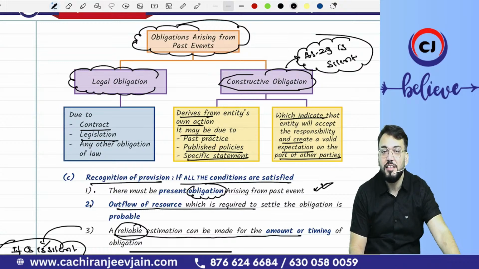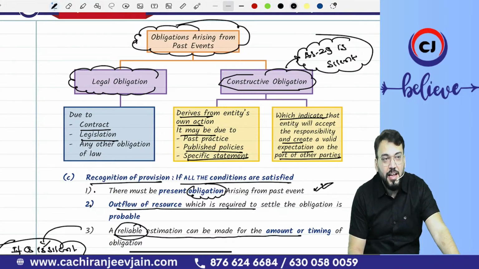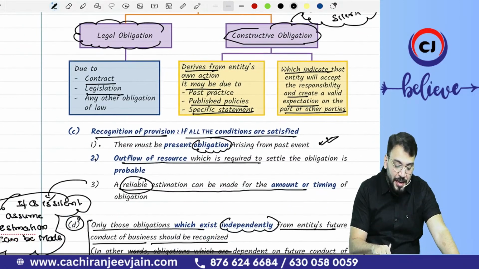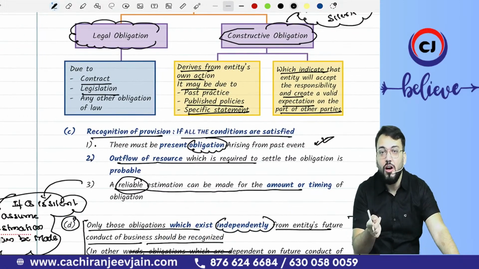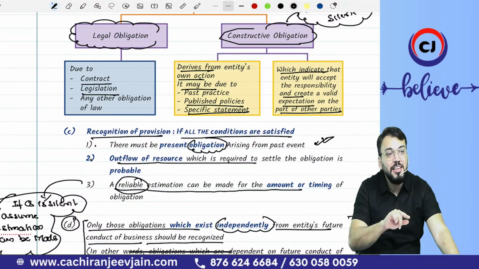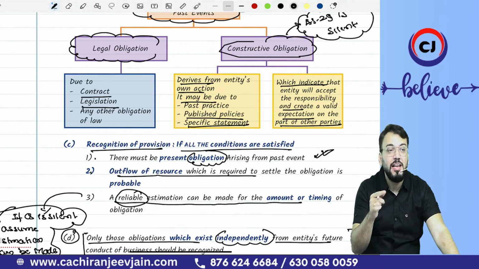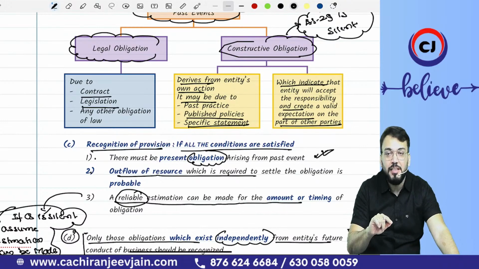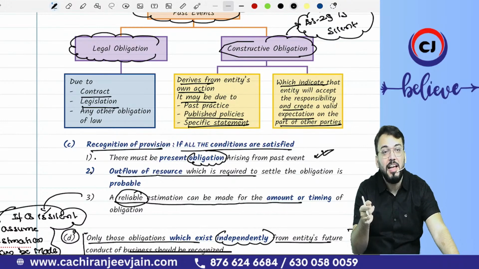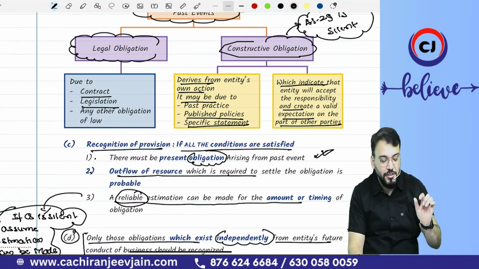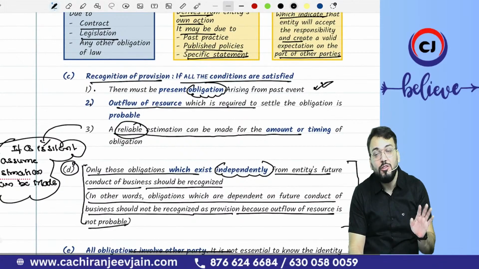Correct? Legal obligation arises due to contract or due to any act of law. Constructive obligation arises due to entity's own action. It may arise due to past practice or published policy or any specific statement which indicates what? That the entity will accept the responsibility, and which also creates valid expectation on the part of other party. Correct? Understood? Yes.